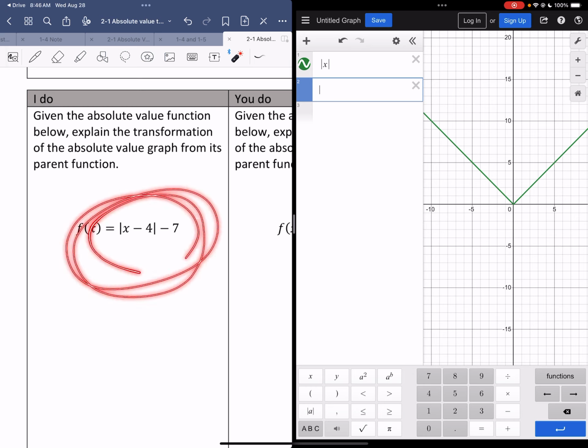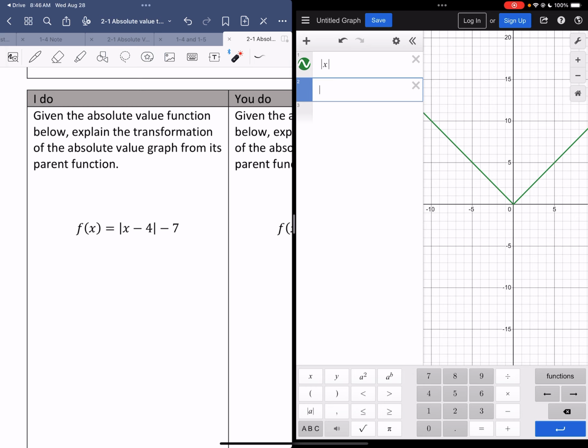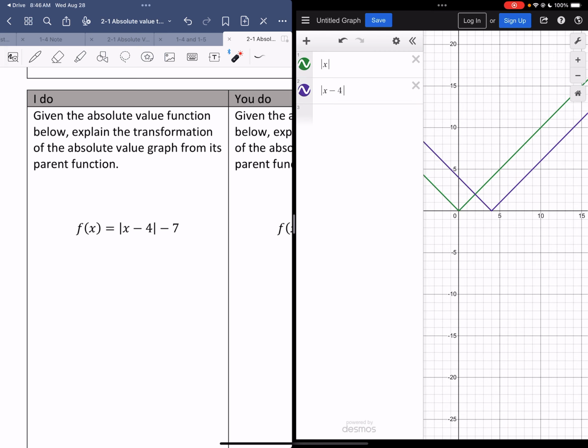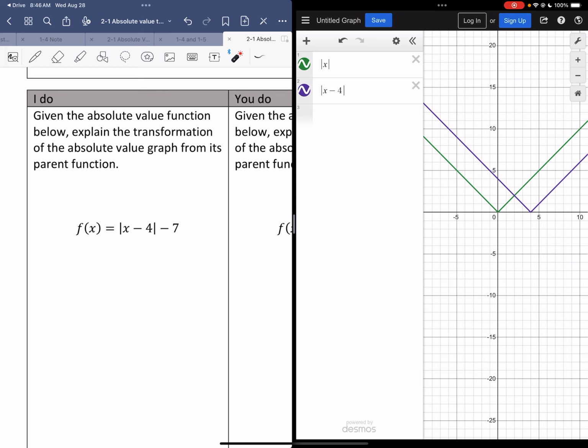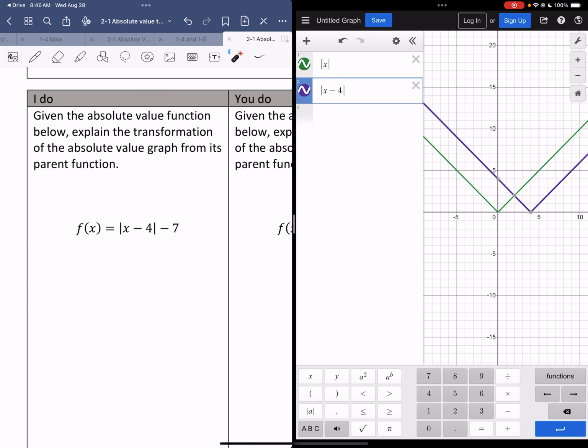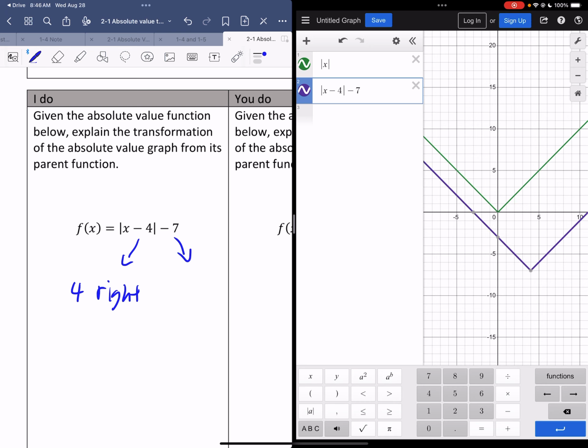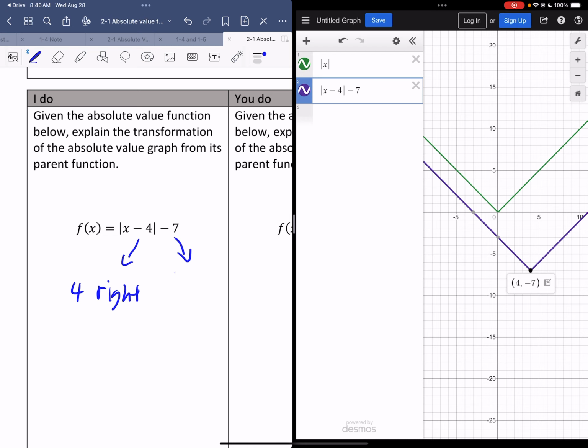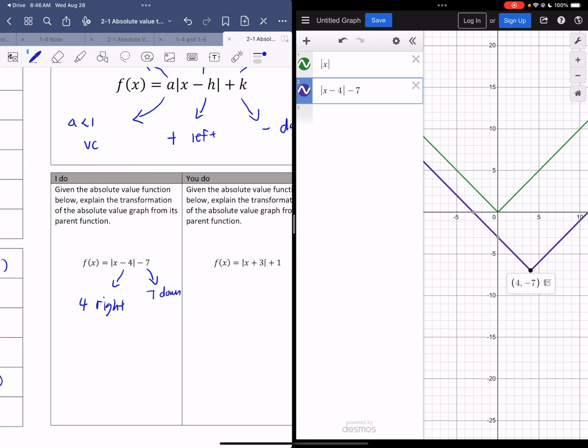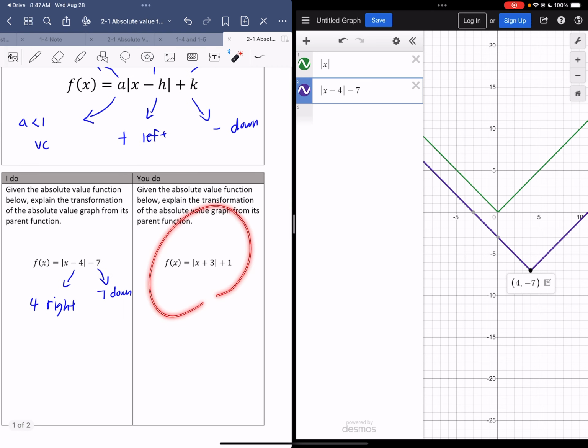And now I'm going to put this one in. First, absolute value of x, let me put minus 4. Can you see that compared to the green, it moved to the right? So this one is 4 units to the right. Minus 7, if I put minus 7 at the end, do you see it moves down? It should move 7 units down. So it's 7 down. That's it. So try this question by yourself.